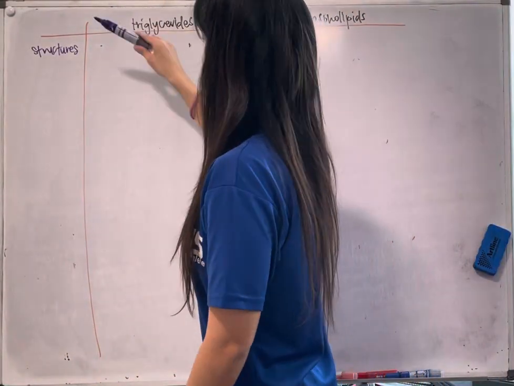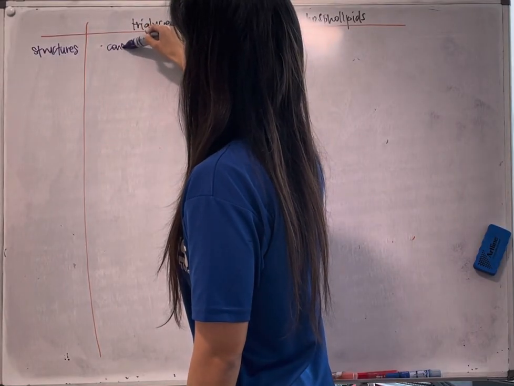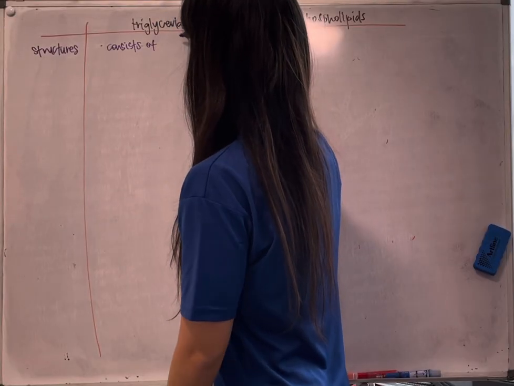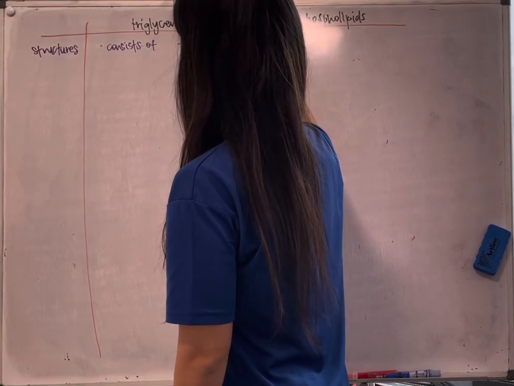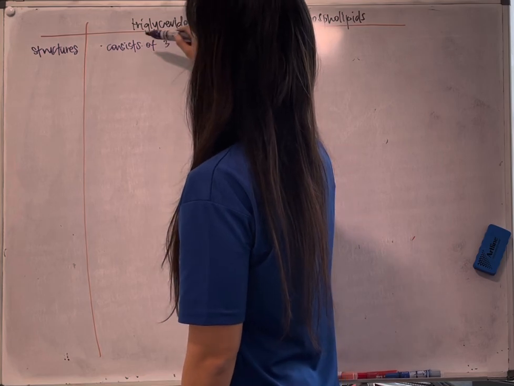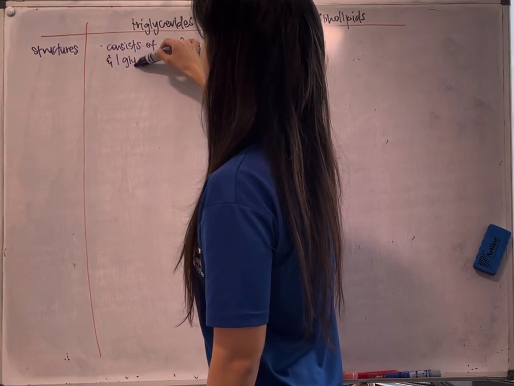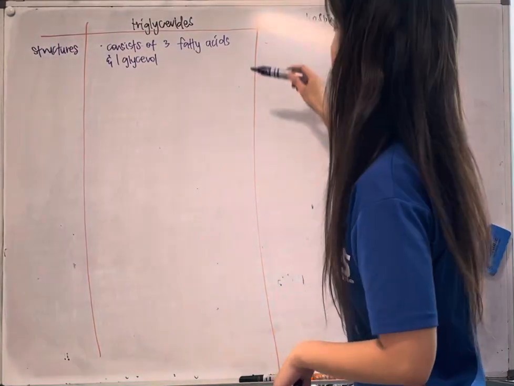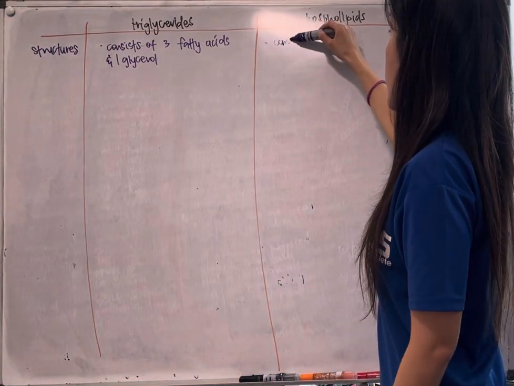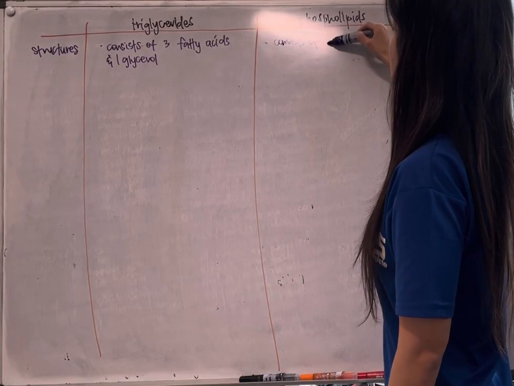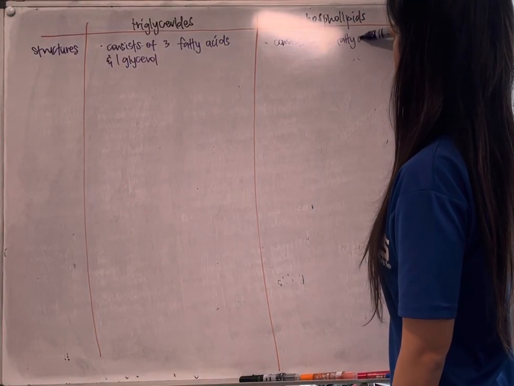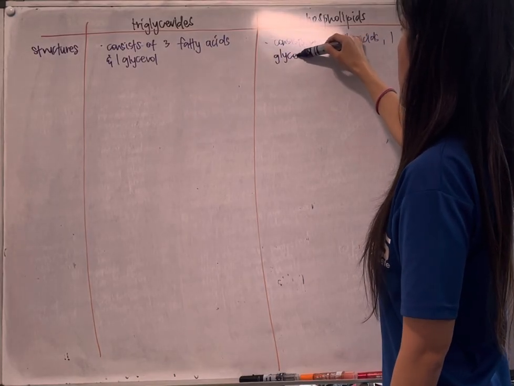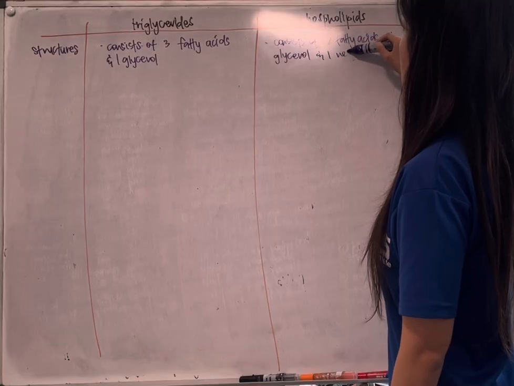So triglycerides, hopefully you know, each triglyceride consists of what, Rishika? How many fatty acid chains? How many glycerol? So 3 fatty acids and 1 glycerol. Whereas phospholipids consist of 2 fatty acids, 1 glycerol, and 1 negatively charged phosphate.